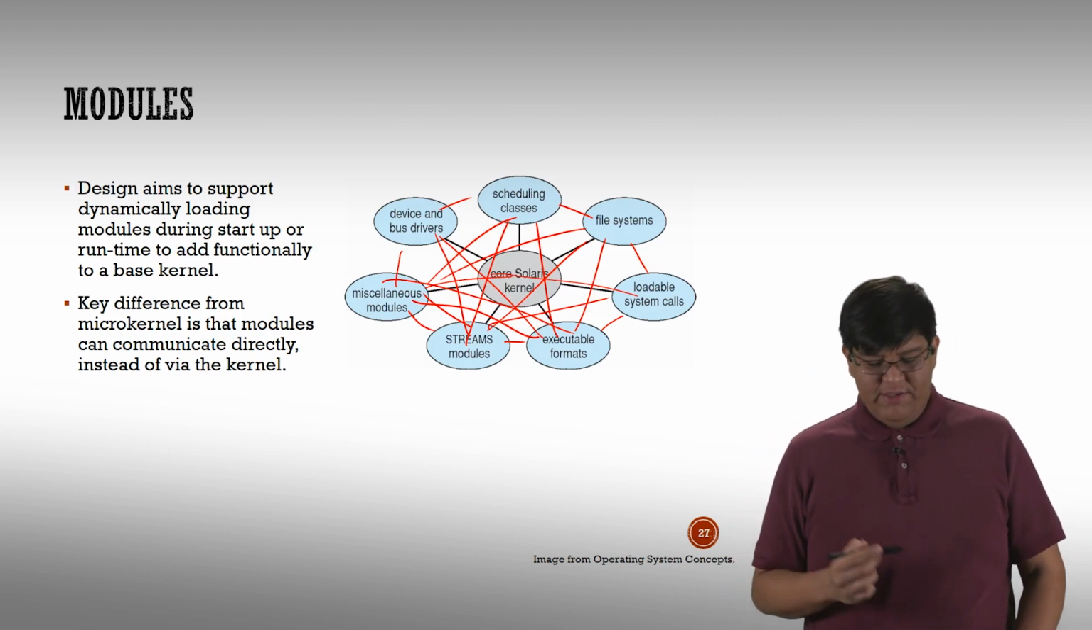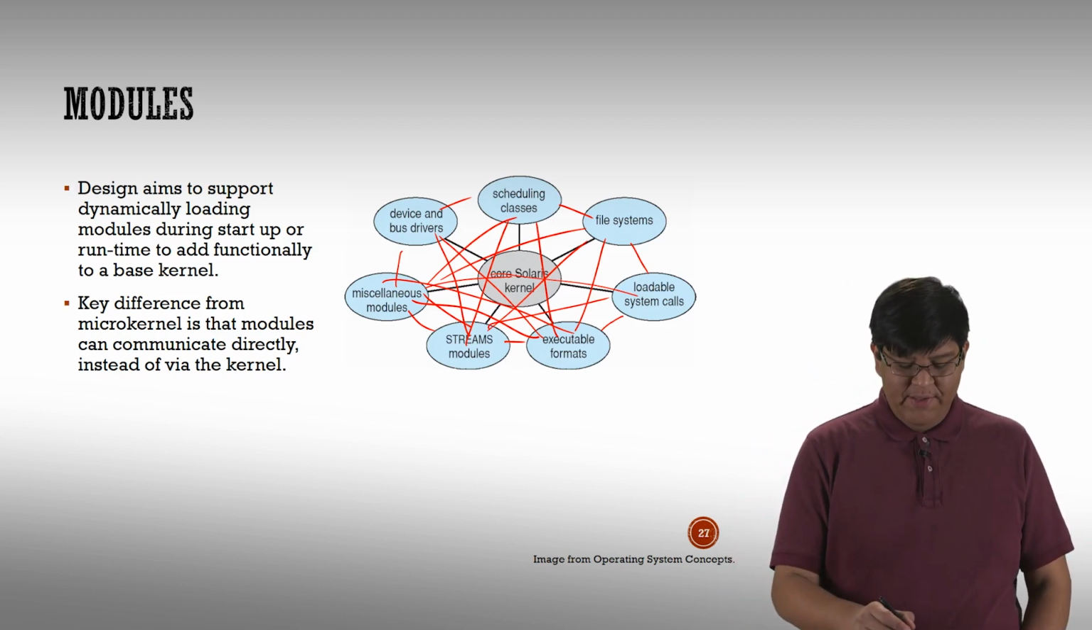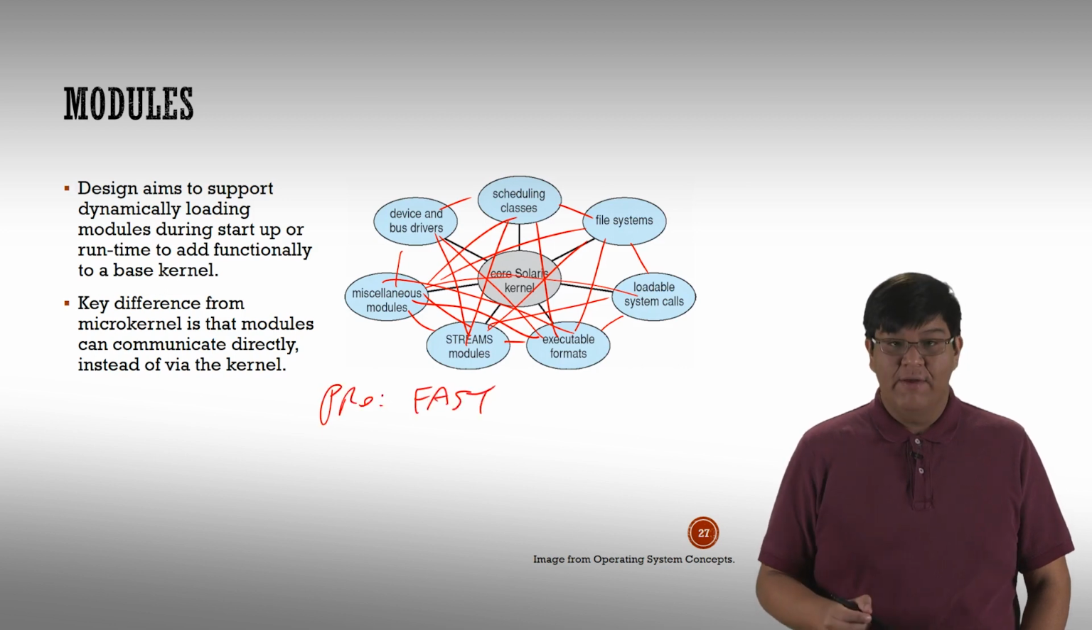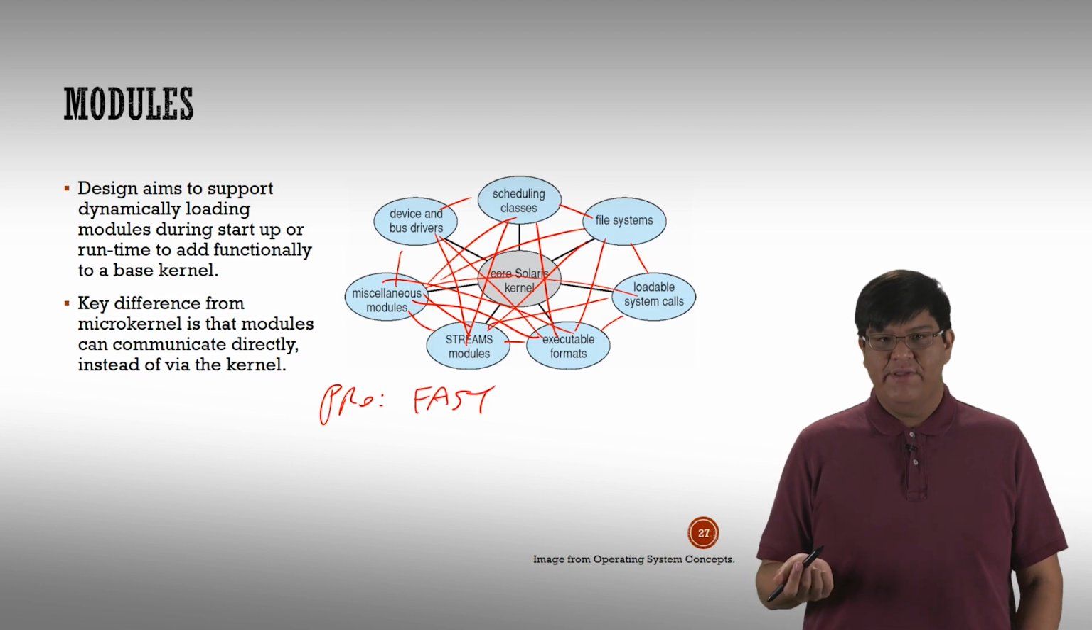So the pros and cons here over microkernel. The pro is that it's fast. I don't have the intermediate, so this is as fast as you can get. This is going to be the fastest kernel design out there. You can just immediately talk to anything else.